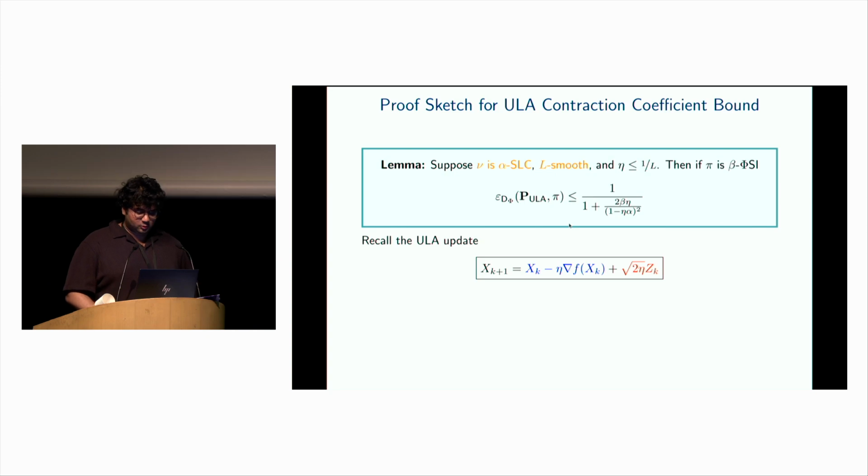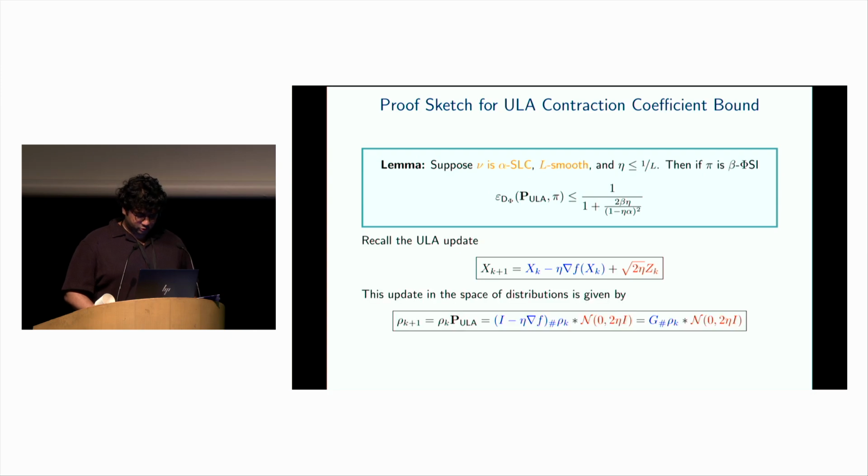And this is proven in the following way. We will view the ULA update as a two-step chain. There is the blue part, which is just the gradient descent part of the update, and then we are adding independent Gaussian noise to implement the Brownian motion. In the space of distributions, the blue part is pushing forward the measure of rho k by this map I minus eta grad f, which I call G, and then the red part is convolving the distribution with the Gaussian.